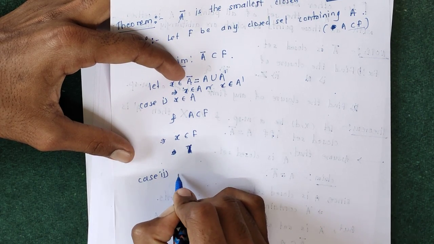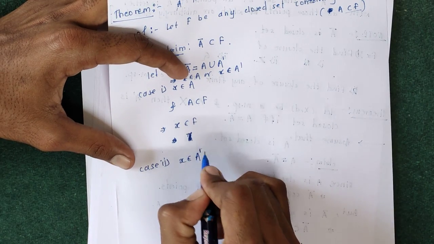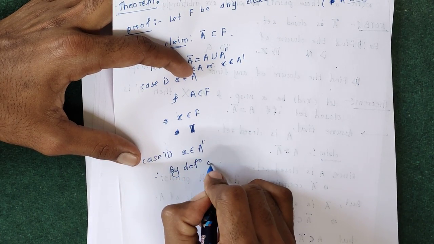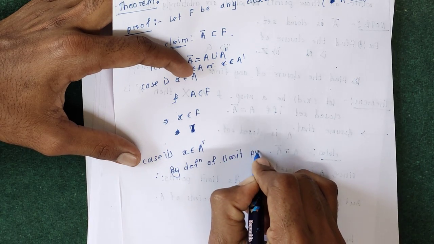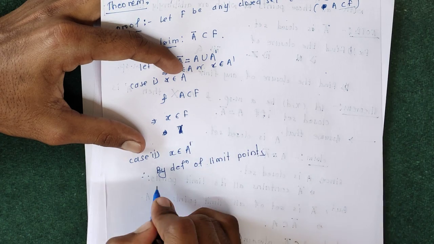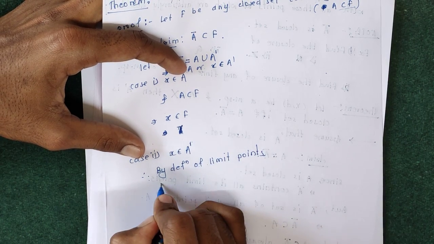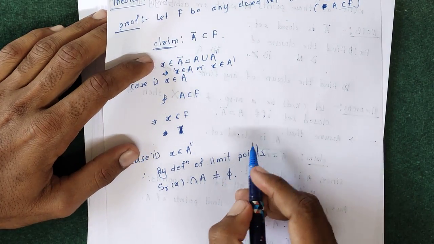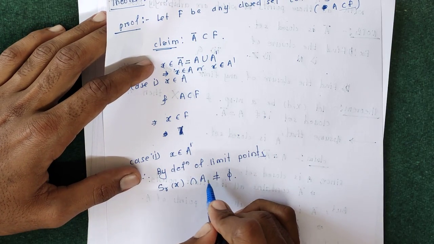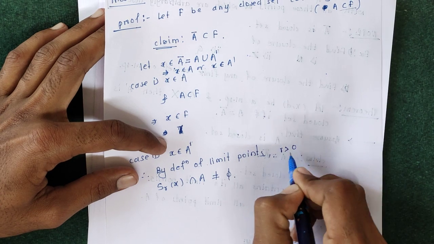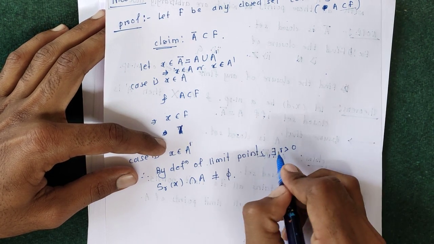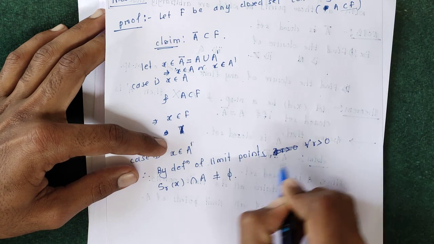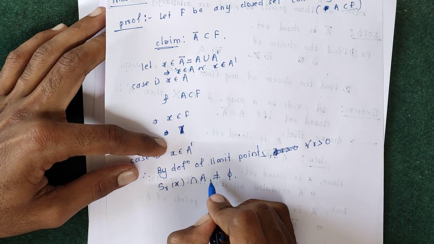Now, we will take the second case: x belongs to the set of limit points of A. Therefore, by definition of limit points, for every r greater than 0, S_r(x) intersection with A is non-empty.